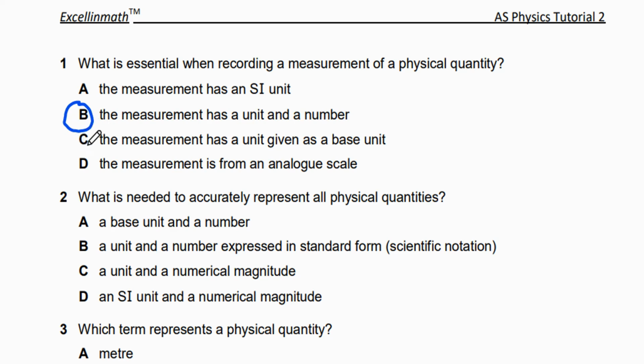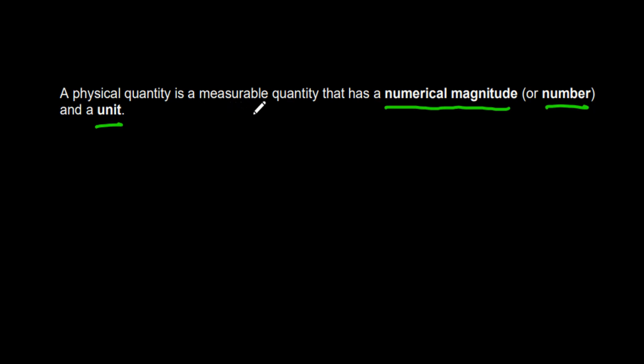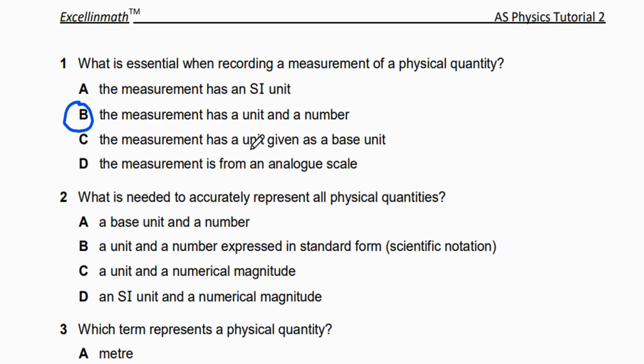Why isn't it C? It says the measurement has a unit given as a base unit. Once again, this definition of a physical quantity doesn't specify that the unit must be a base unit. And then secondly, there's no mention of a numerical magnitude or number here.